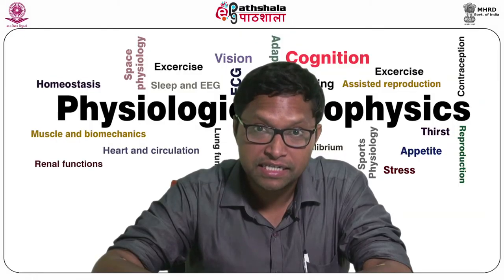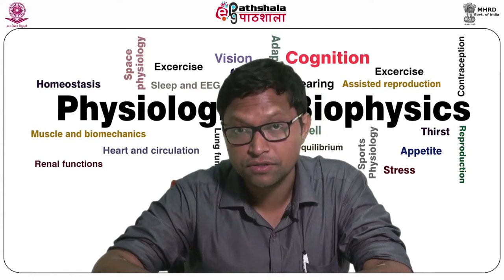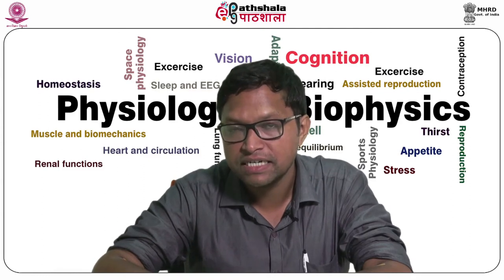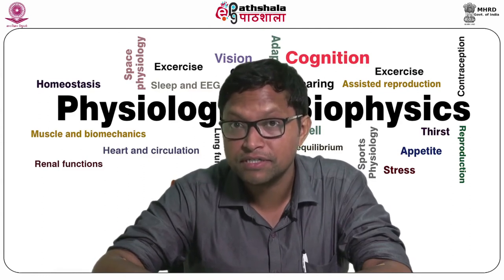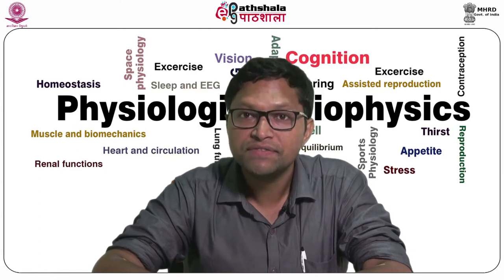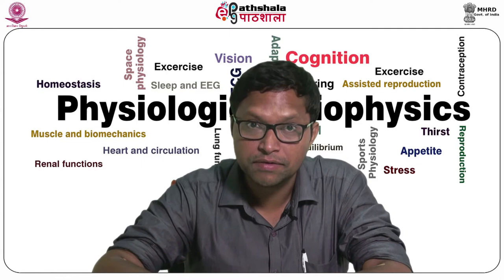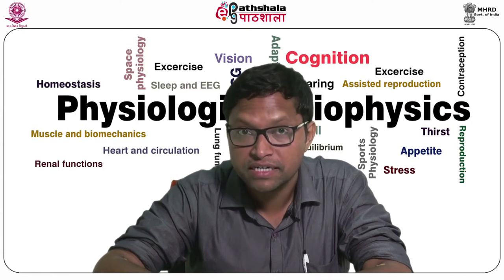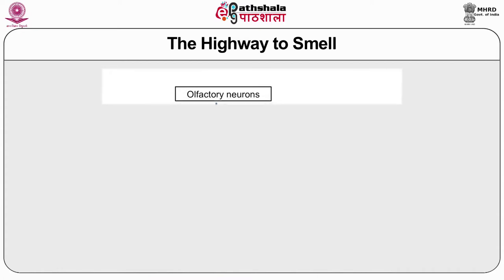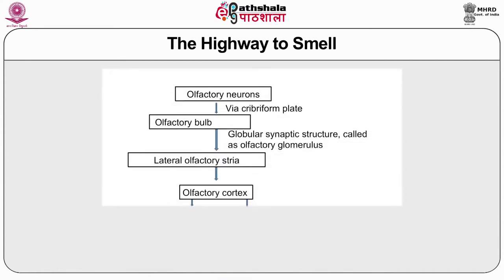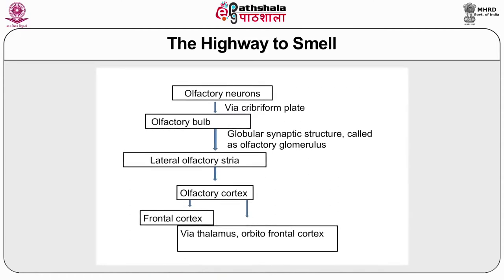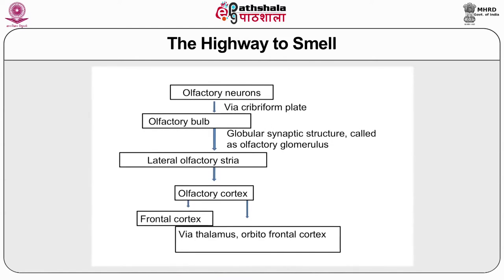Now, after they bind, there is a cascade of responses causing the opening of ionic channels, which in turn leads to the generation of receptor potential. If the stimulus is sufficient for the receptor potential to exceed its threshold, an action potential in the olfactory nerve, or the first cranial nerve, is triggered. The axons of the olfactory sensory cells travel through the cribriform plate of the ethmoid bone to join the olfactory bulb, which is described in figure number 4.